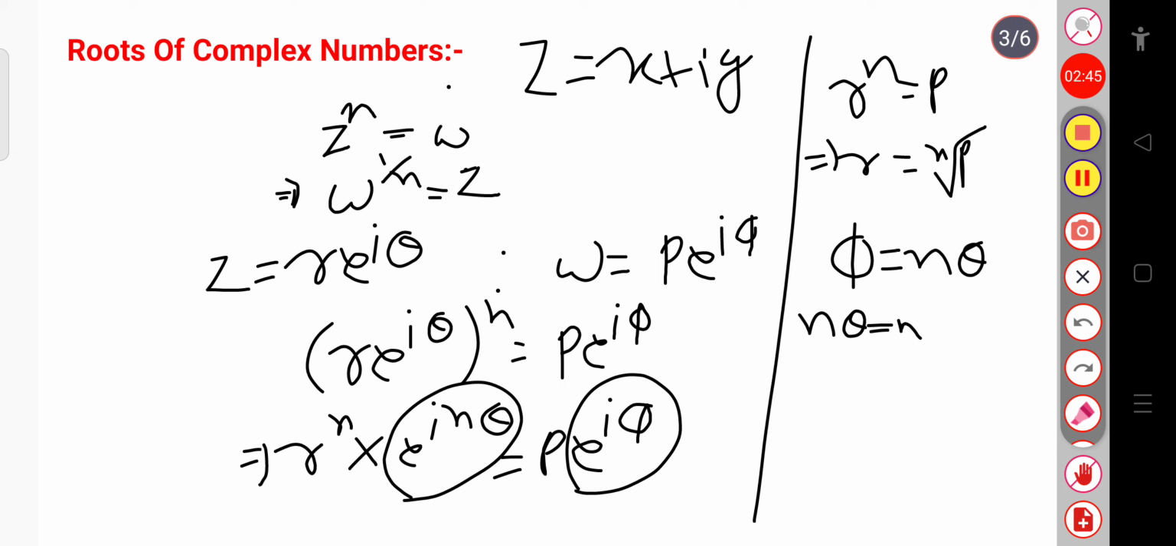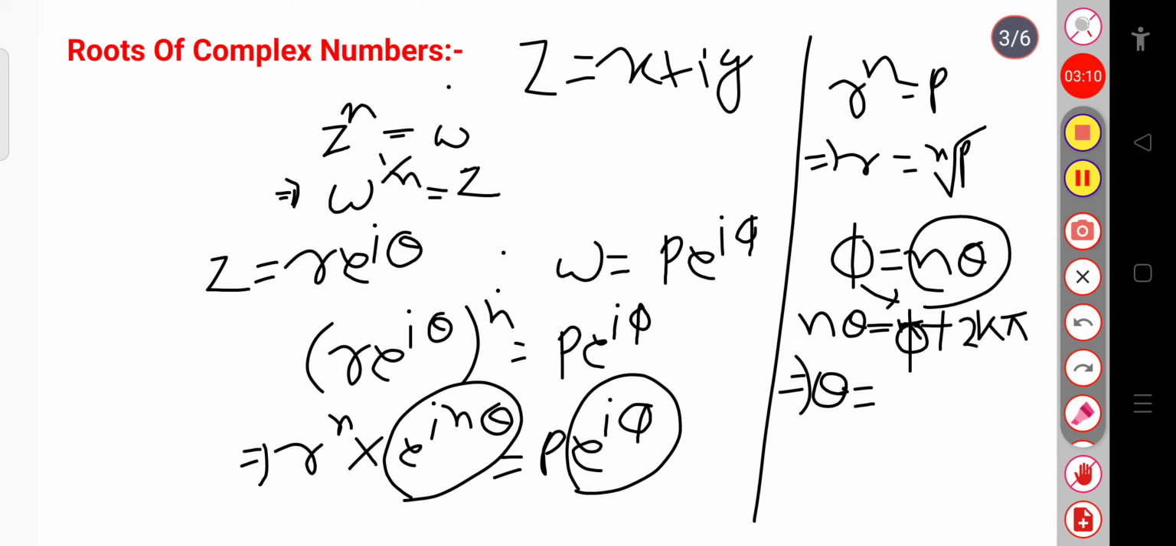Or n theta can be written as phi plus 2k pi, because after 2 pi rotation this complex number remains the same value. So n theta equal to phi plus 2k pi. Dividing by n on both sides, theta will be equal to phi by n plus 2k pi by n.